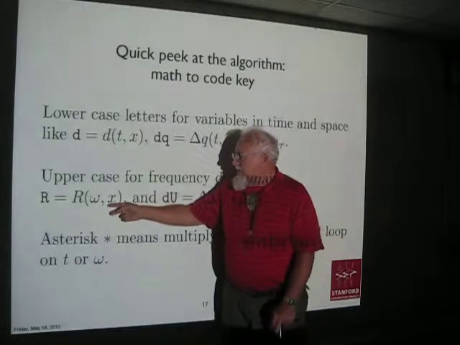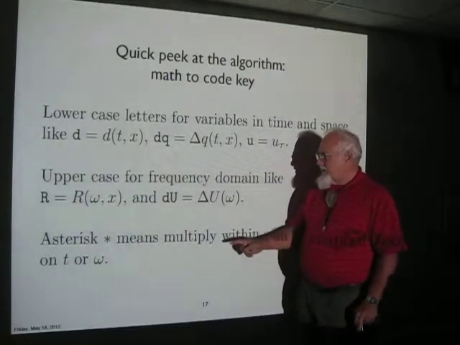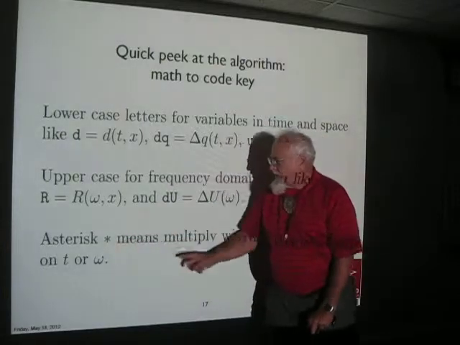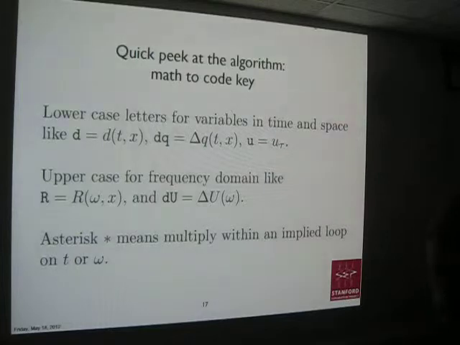Frequency and space functions are written in uppercase letters. If you see an asterisk, it means that you're either going to multiply for all time points, or you're going to multiply for all frequency points. Now let's take a look at the program.